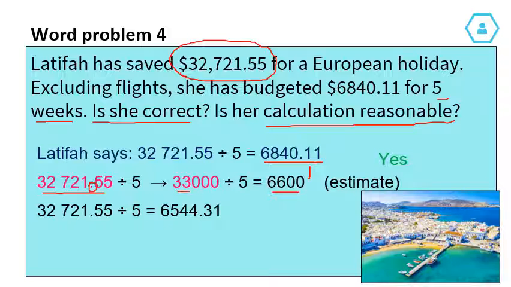So I've just put this into a calculator. Again, I'm not concerned about the actual written strategy, although if you want to practice that, you could, because it's just a single digit divisor using the bus stop method. The amount that she'll actually have is $6,544.31. So yes, her calculation is reasonable, but no, it's not correct.